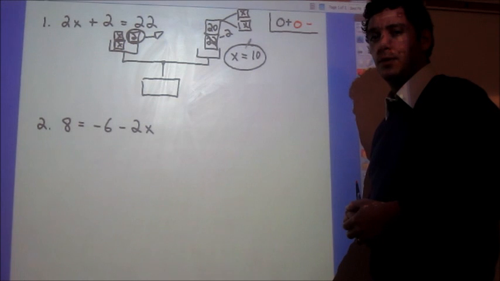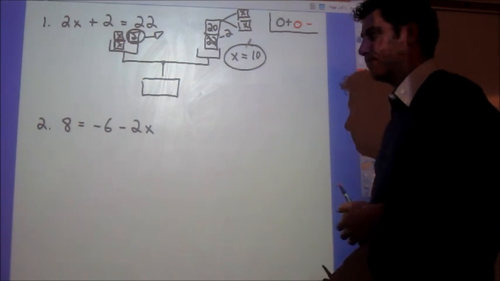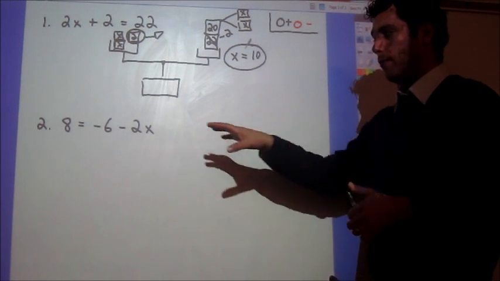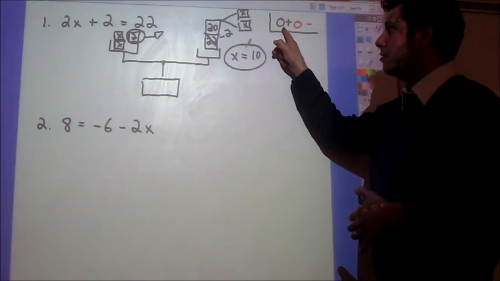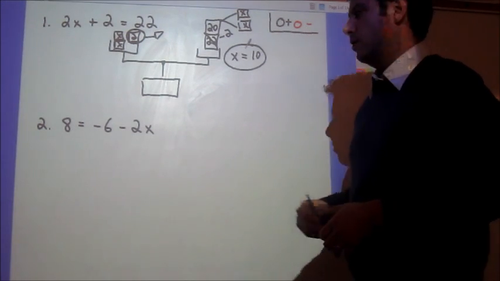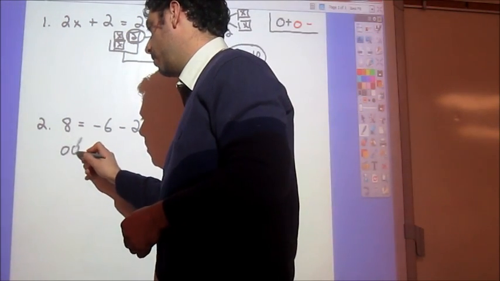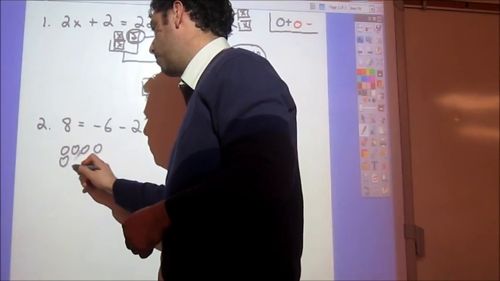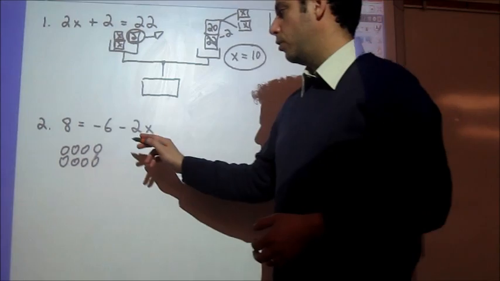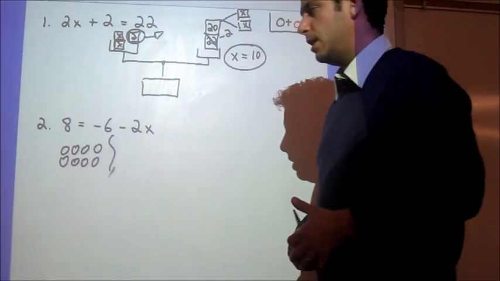Let's solve the second example using algebra tiles. 8 is equal to -6 minus 2x. Now for my model here, if it's black, it's going to be positive, and if it's red, it's going to be negative. Okay? So, I'm going to start by sketching 8 positive tiles on the left-hand side. I'm going to make a line here to represent the equal sign.